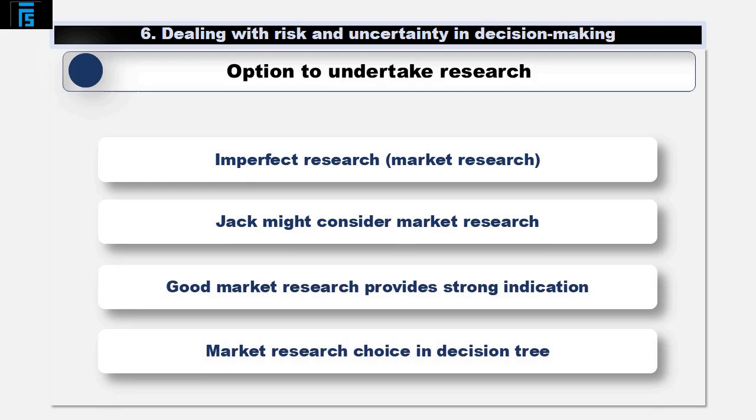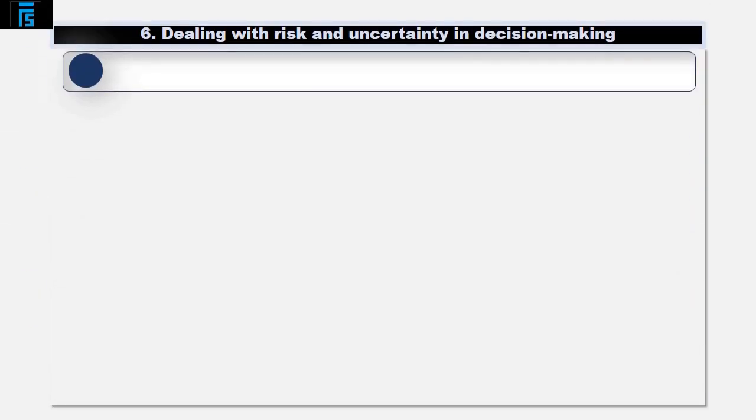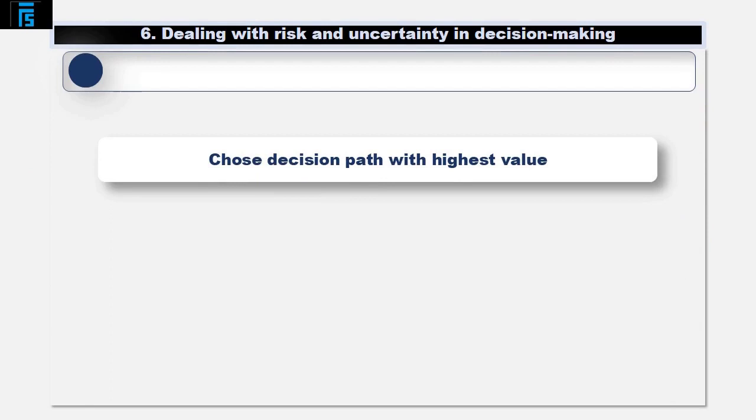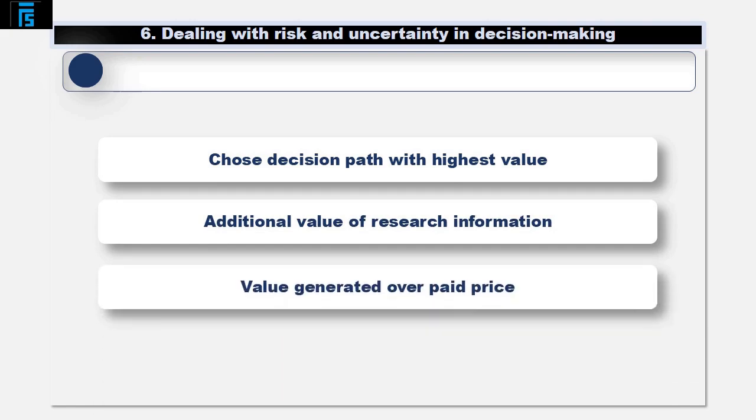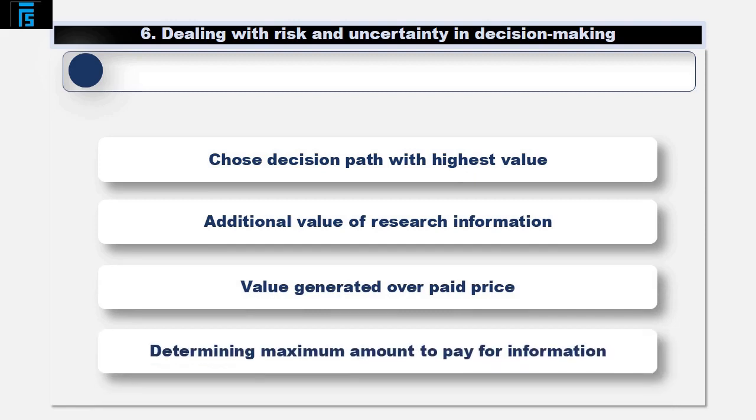So, early on in the decision-making process, there may be a choice, springing from a decision node, of whether to do market research or not. As always, the decision path with the highest value should be chosen. If the path with research is higher than without research, then this additional value can be attributed to the imperfect information generated by the research itself. It is the value of that information over and above the price paid for it. This approach can help us, for example, to determine the maximum we will be prepared to pay for that information.